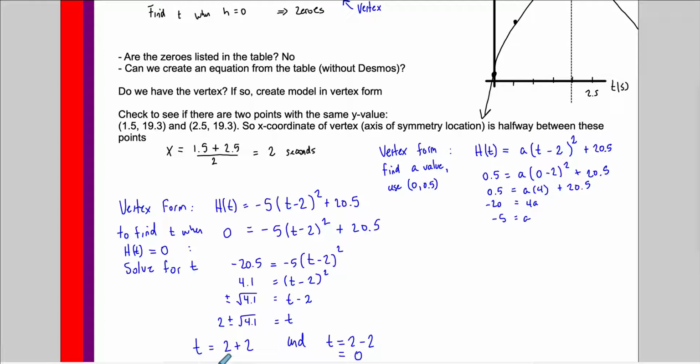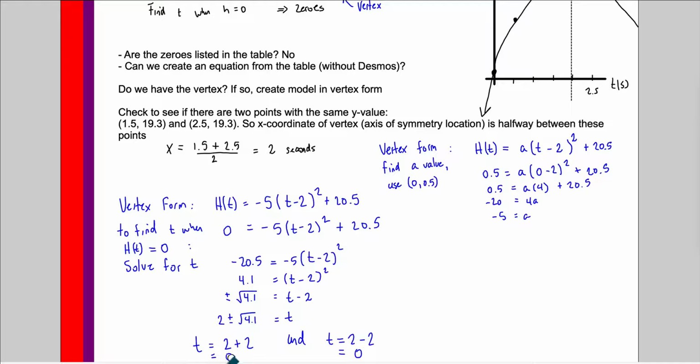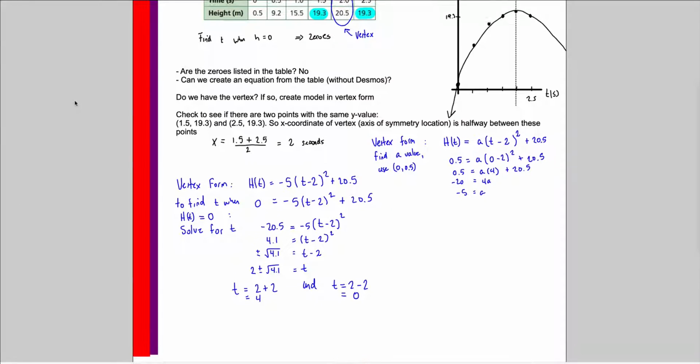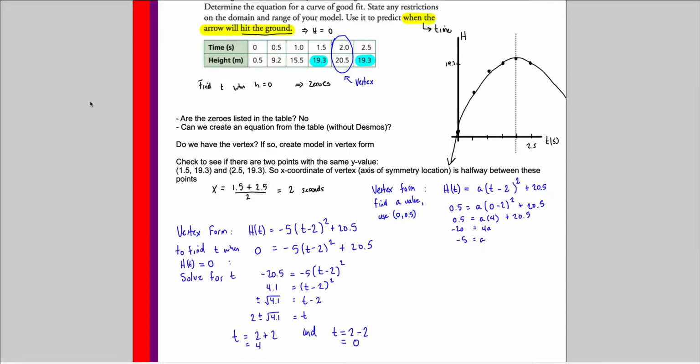So that makes sense that we have one value of t, which is 0, because it looks like from our model, the other one there is 4. It looks like from our model that we have this whole function crossing through at the origin, and then the other one is 4. So when I look back to what I was asked originally, I was asked to find when the arrow would hit the ground.